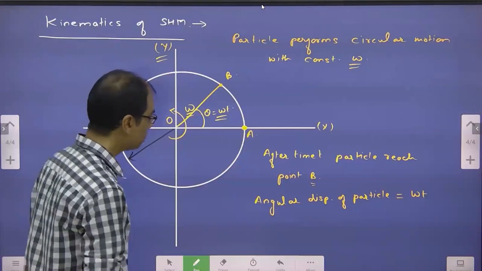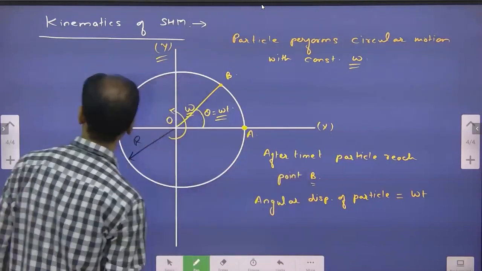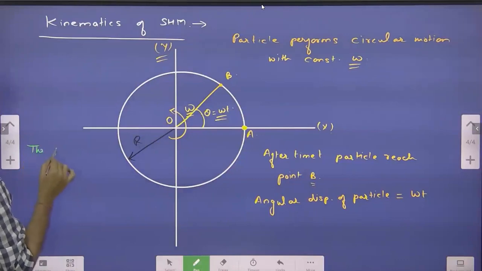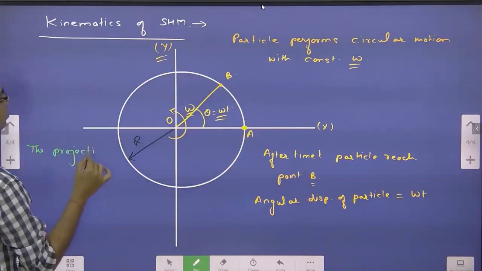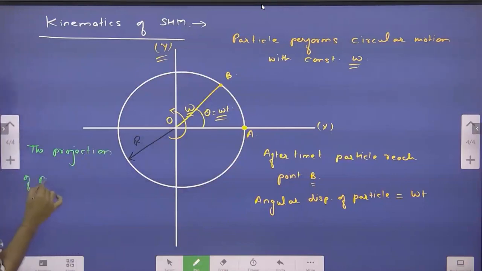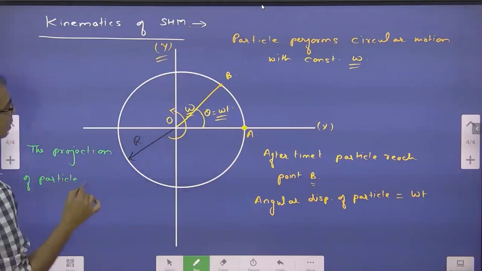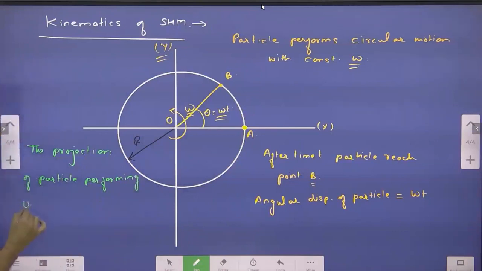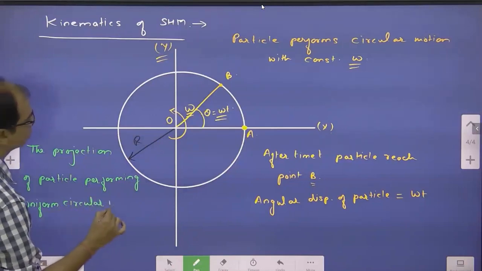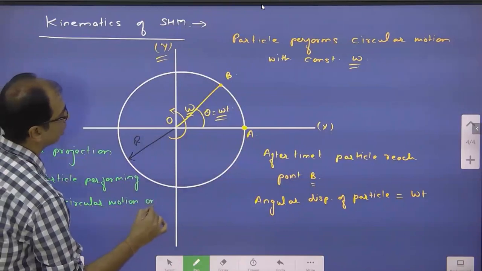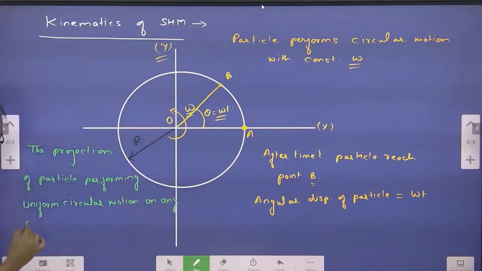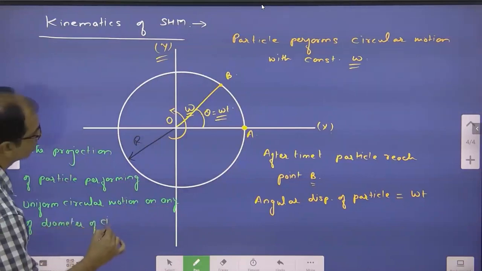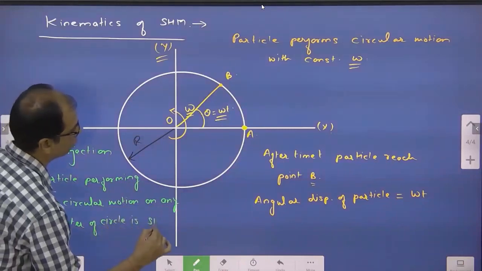I'm writing it again. The projection, the shadow, of a particle performing uniform circular motion on any diameter of the circle is SHM. Now we have to understand that.